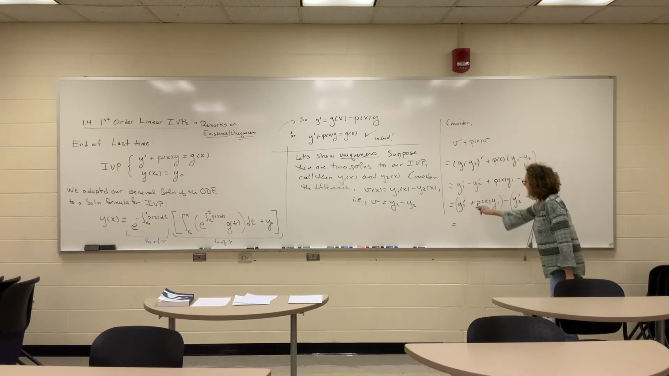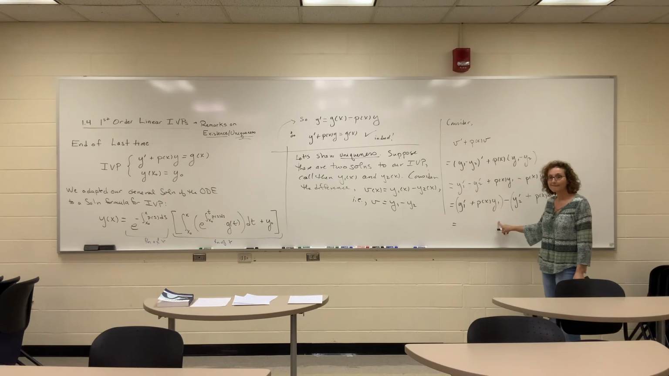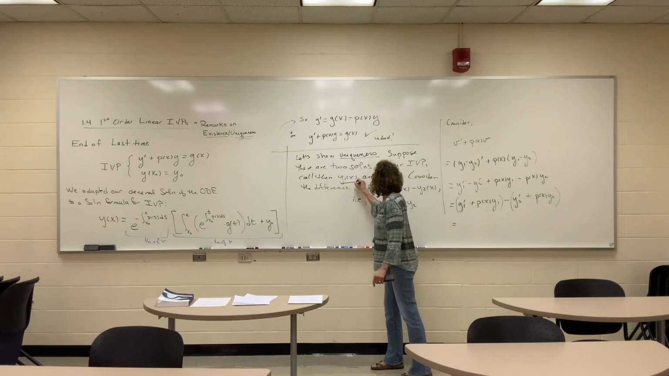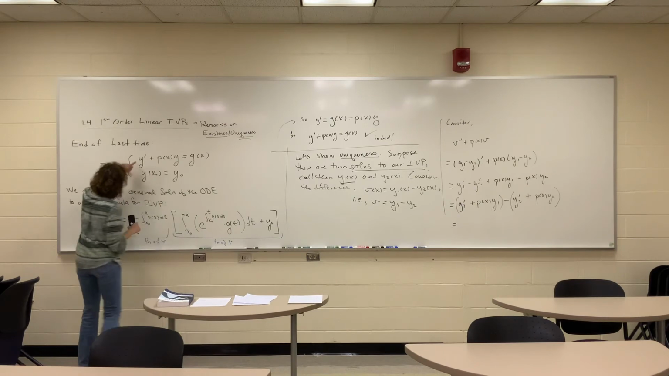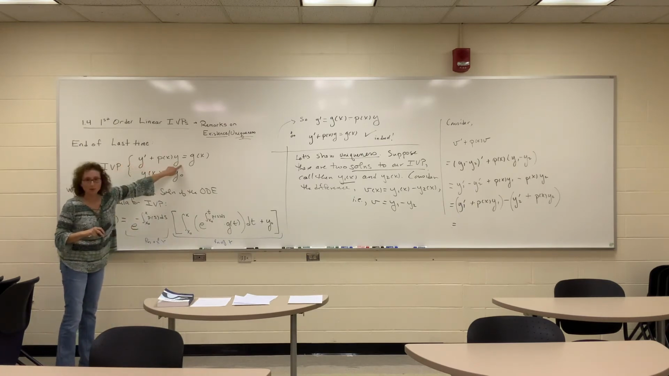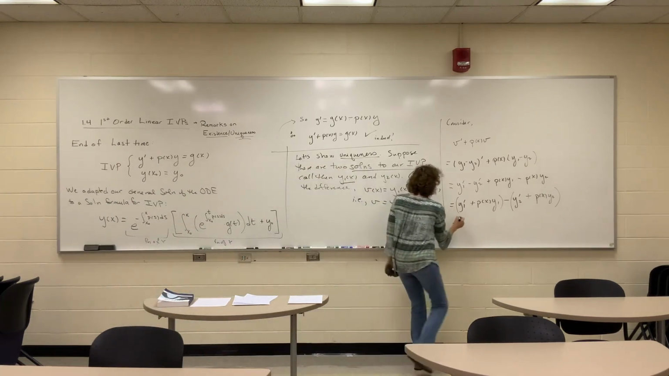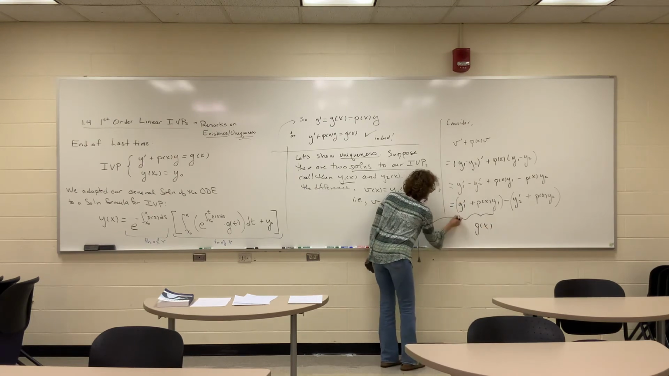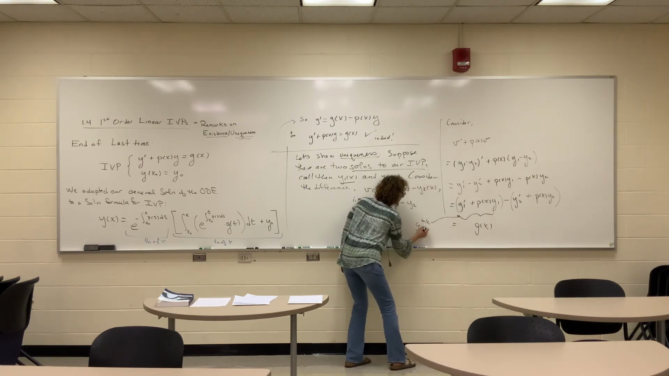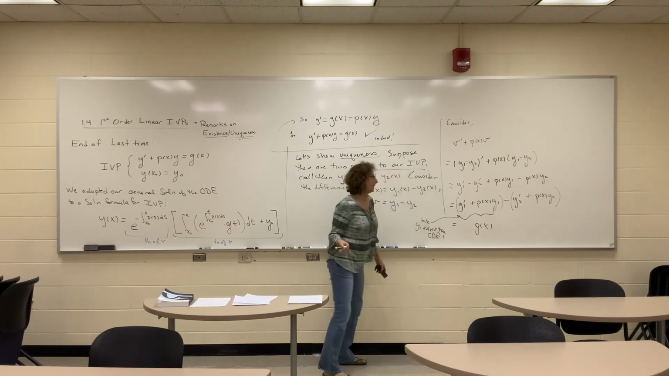And so, tell me, what is y1 prime plus p of x times y1? What is that? Wait a minute, what was y1? y1 was the solution to the initial value problem. So if y1 solves this initial value problem, then what is y1 prime plus p of x times y1? Has to be g of x. It satisfies the initial value problem. So that is equal to g of x because y1 solves the ODE.